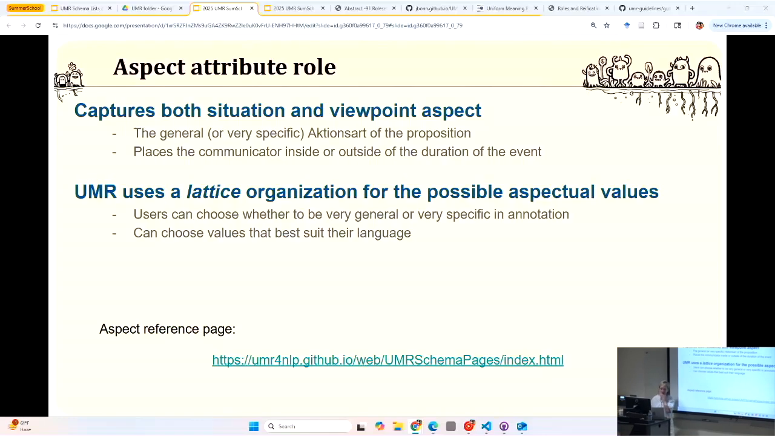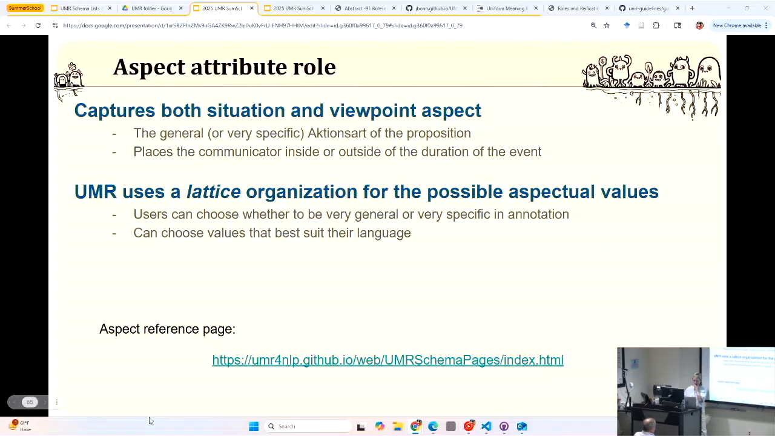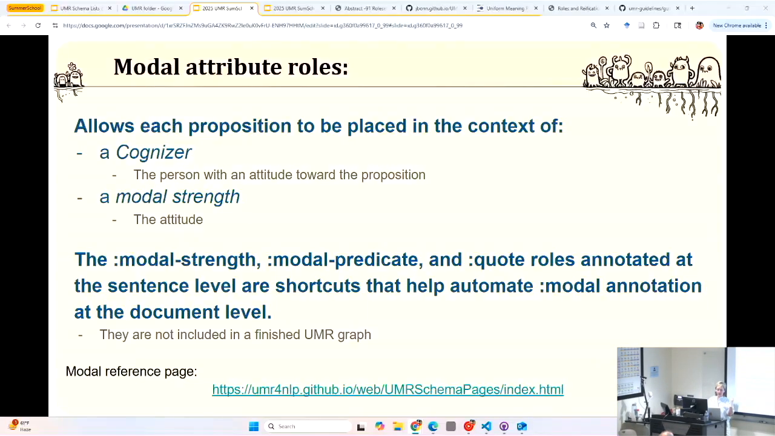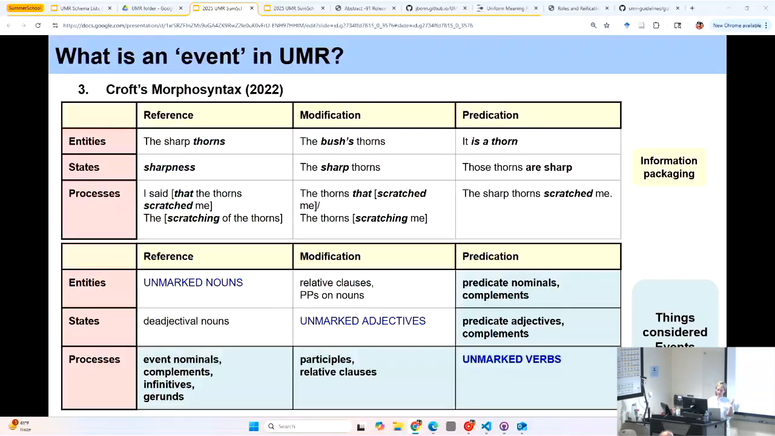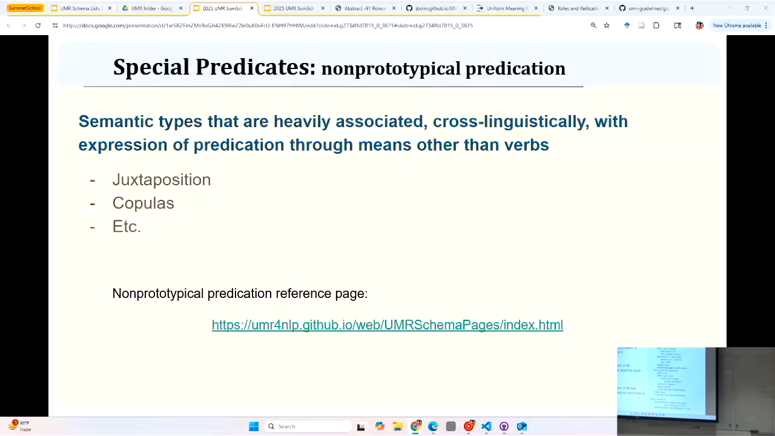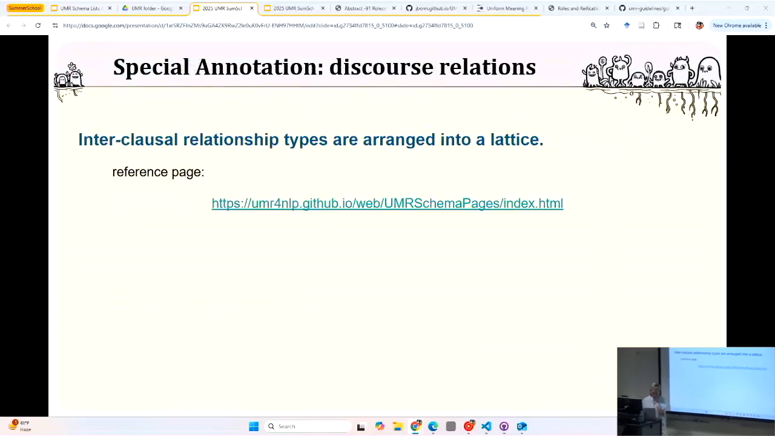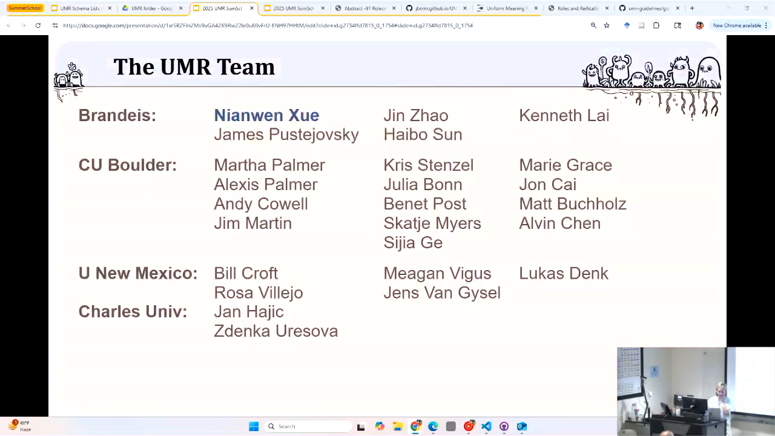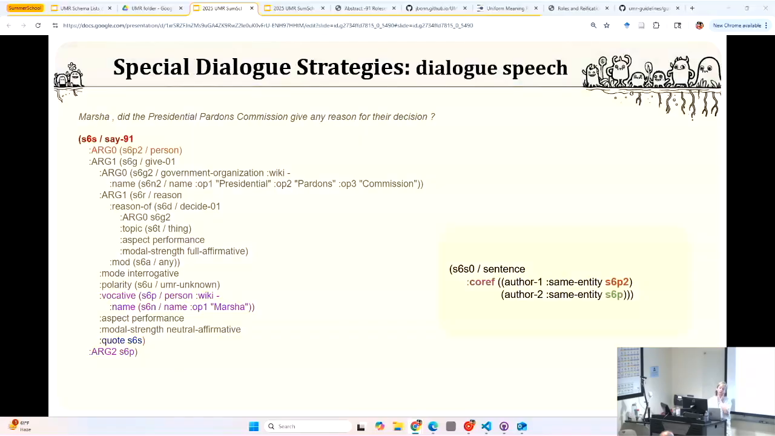Okay, well, since we only have like 5 minutes left, here's what I'm gonna do. We've still got the aspect to talk about. We've got the modal roles to talk about. The conversation about what's an event in UMR is much less complicated than it used to be because we finally figured out what was wrong with it. And then a couple special notes about annotating discourse. And that was it for this slideshow, so we're really close.